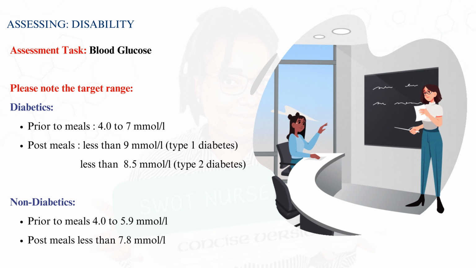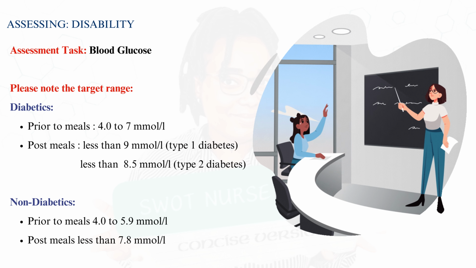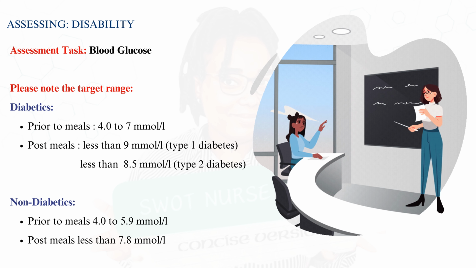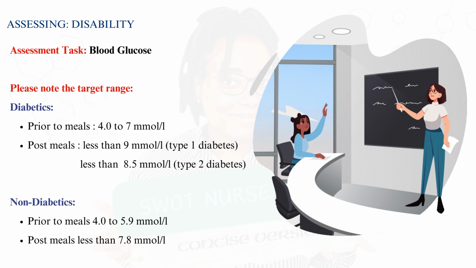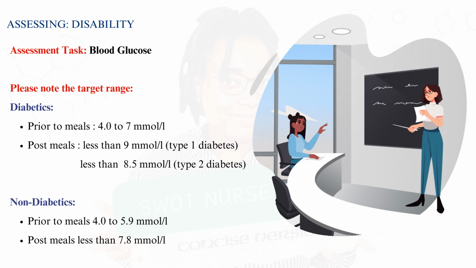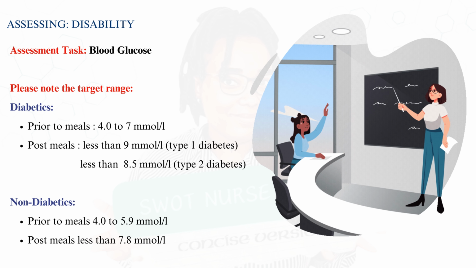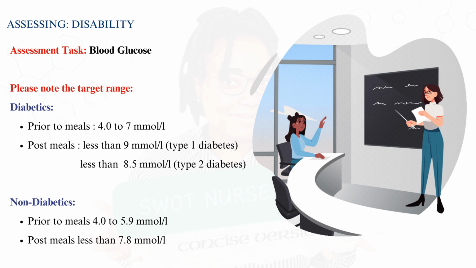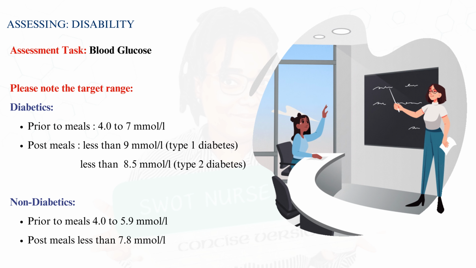Thank you, Nurse Swot, for this revision. I truly appreciate it. I know the assessment task for blood glucose. I should ask when was the last blood glucose done and what was the last reading. If the patient is unable to answer, I should ask my examiner. Yes. The examiner will state if the reading was normal or abnormal, or a reading will be given.